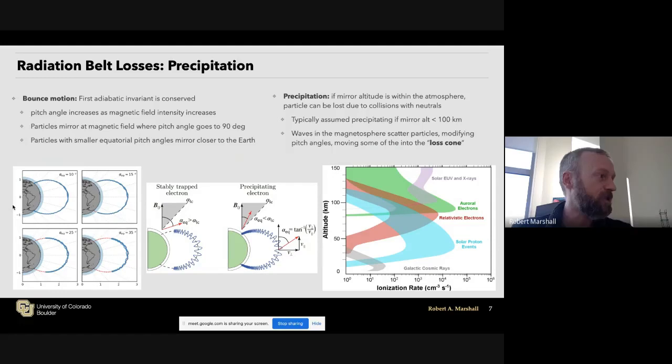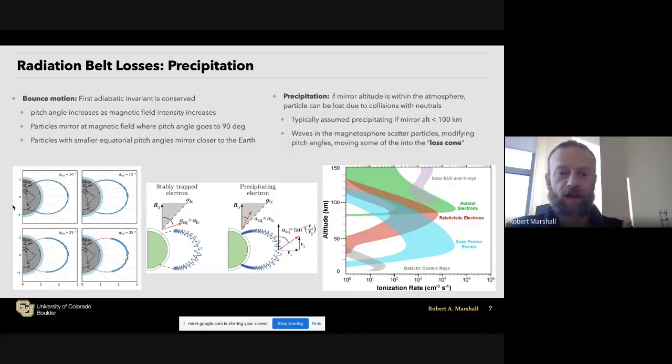Because the atmosphere density profile is exponential, you end up with a fairly sharp boundary at 100-kilometer altitude. So there is some probability, which depends on altitude, but it goes from a probability near zero at 120 kilometers to a probability close to 1 at 80 kilometers. And so it's a very sharp loss boundary. We refer to the range of pitch angles which can reach that altitude as the loss cone. You'll see me talk about the loss cone a few times later on.